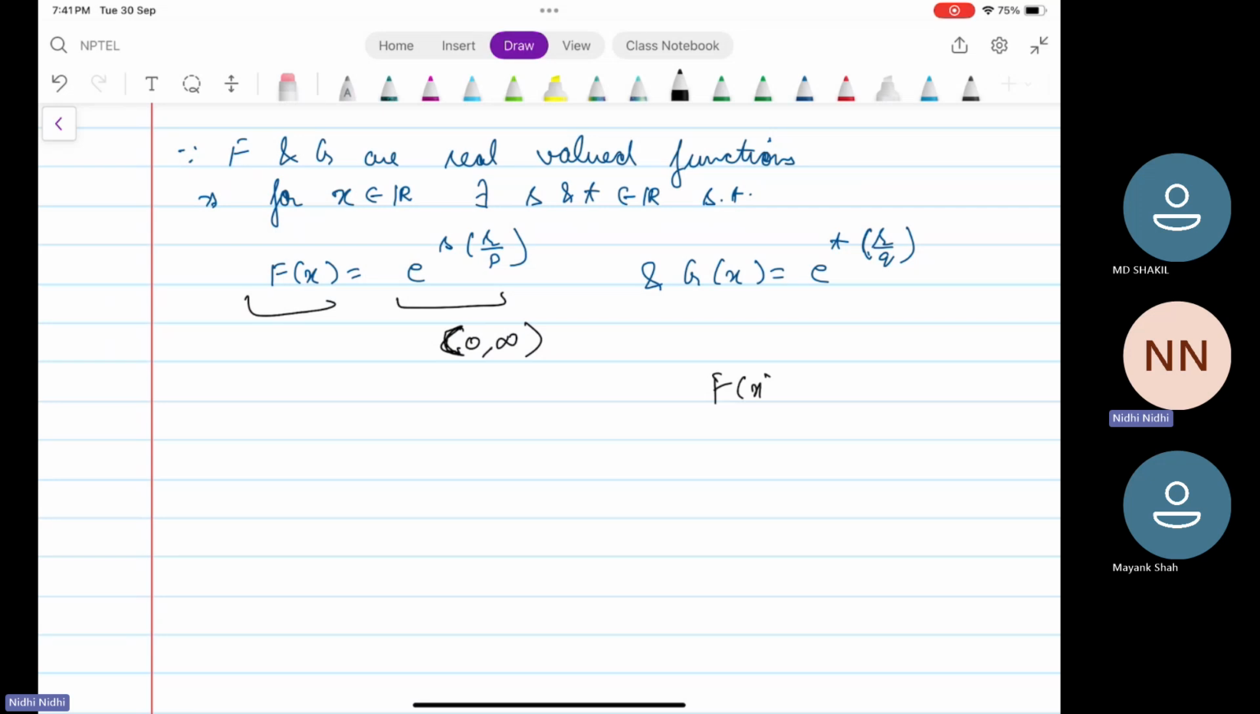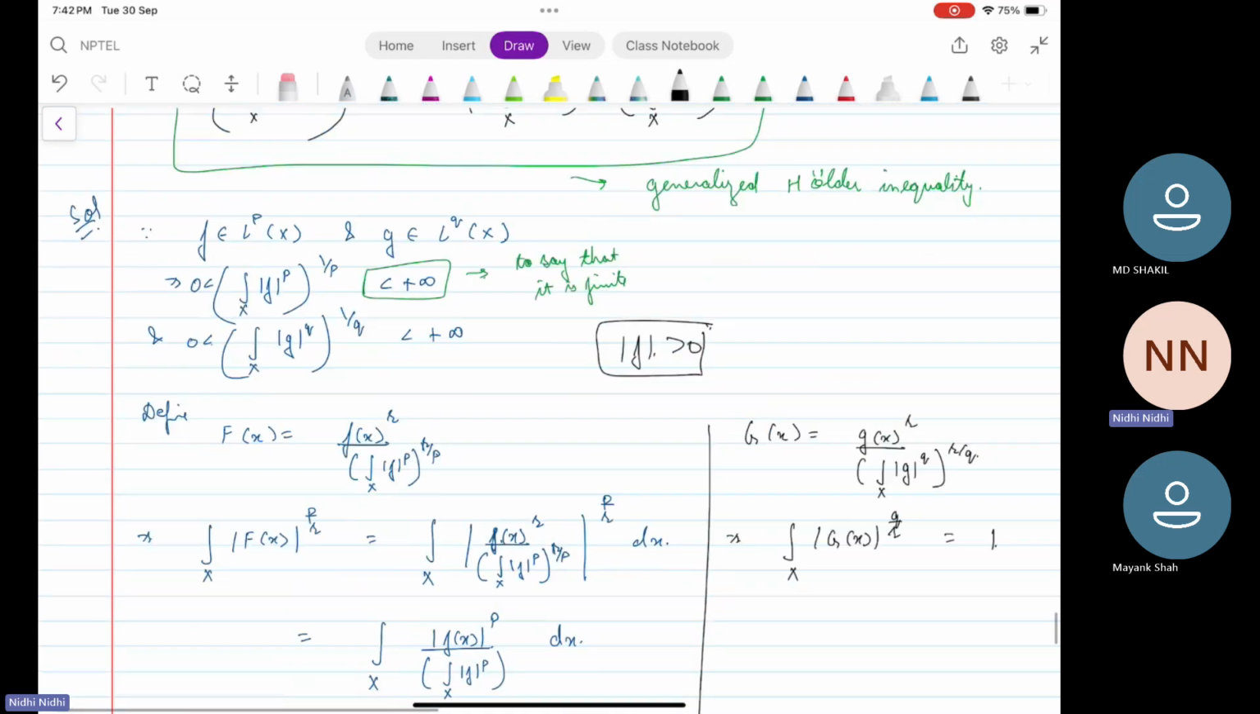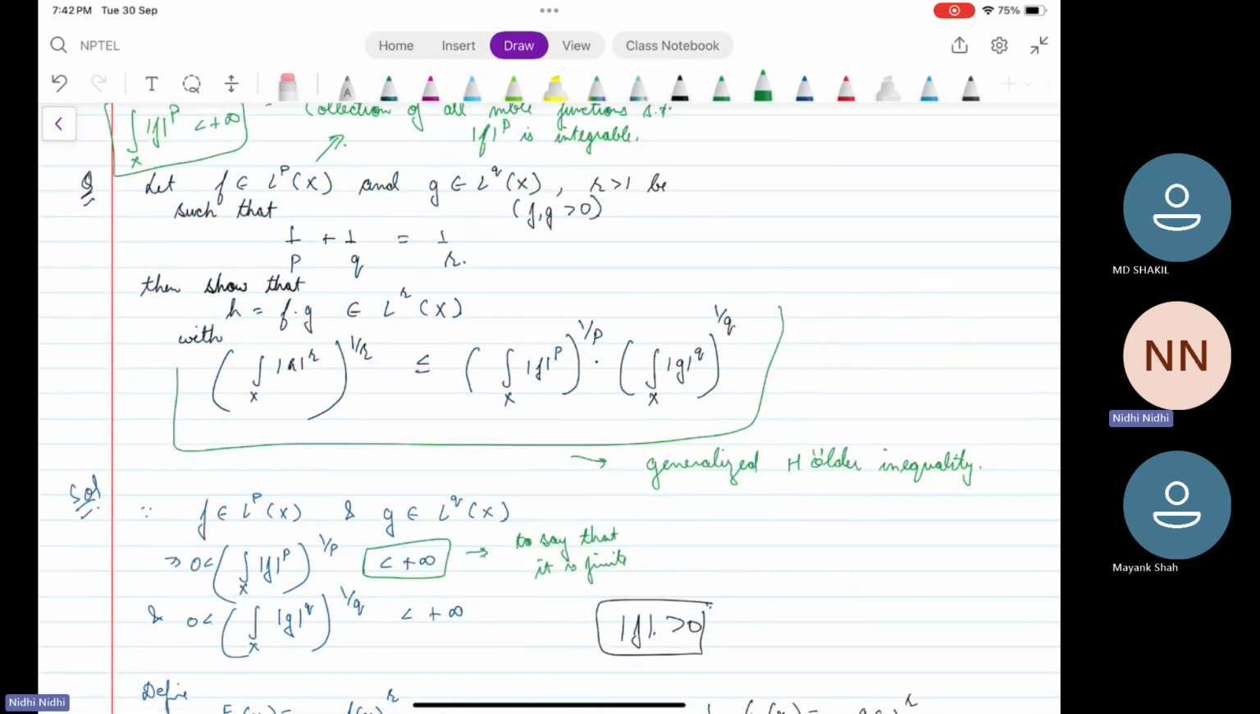Now suppose f(x) was e to the power y naught. I want to find some s. r and p are fixed, so I can write y naught as s times r by p. In that case, s will be p times y naught by r. We know that such a y naught will clearly exist, because r and p are fixed. We started with p, q and r and the relation between them, so p, q and r are fixed.